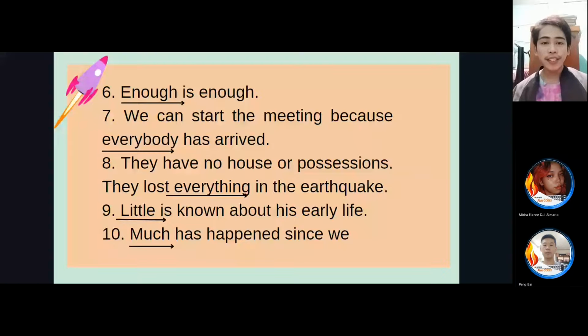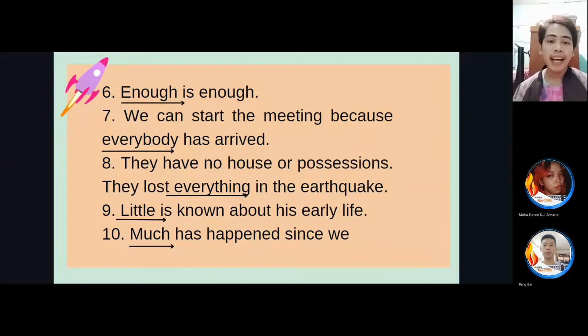Okay. So number six, enough is enough. Enough is an indefinite pronoun, which means as much or as many as needed. Number seven, we can start the meeting because everybody has arrived. So everybody or everyone means all people. Number eight, they have no house or possession. They lost everything in the earthquake. So everything means all things. It means that they lost all of their things in the tragic earthquake.